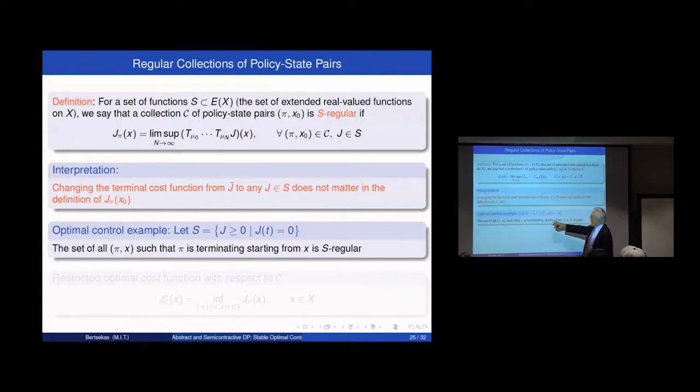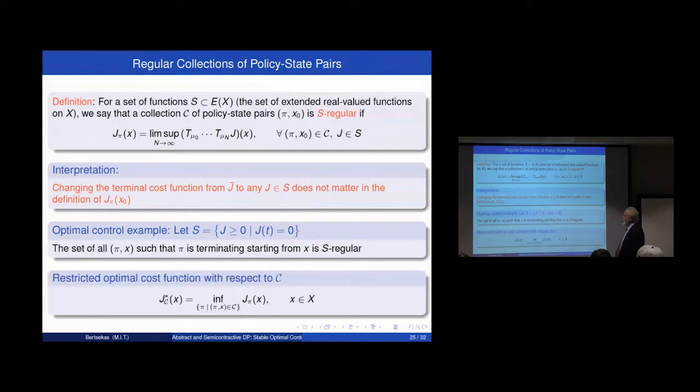Okay. In terms of our optimal control example, let's take S to be the non-negative functions that are 0 at the destination. Then the set of all terminating policy state pairs is S regular. And for a given set C that is S regular, we define the restricted optimal cost function with respect to C. This is like defining the optimum over the proper policies or the S regular policies. Okay, so now what we're going to show is that this has good fixed point properties, and we're going to relate it to the optimal cost function.